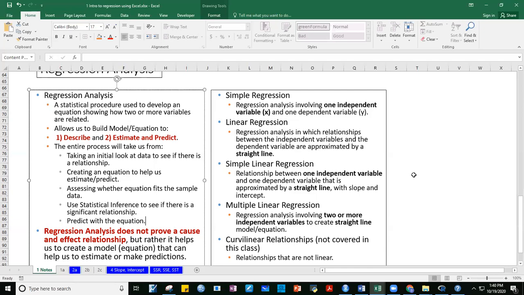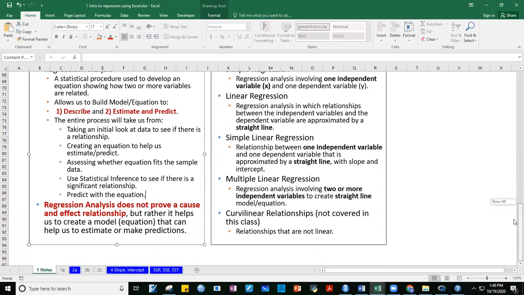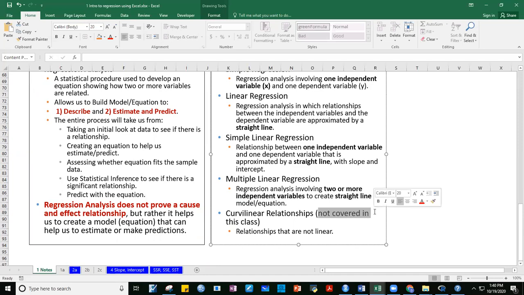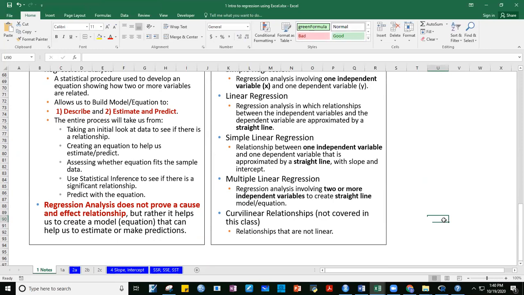I have mentioned already simple linear and multiple linear regression, when we have several independent variables and one dependent variable. Then there's what I mentioned, curvilinear. We will cover this a bit, but not in great detail. We'll have an example of curvilinear regression just to compare it with your linear regression.